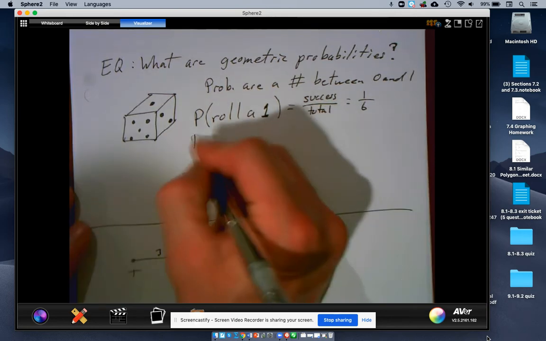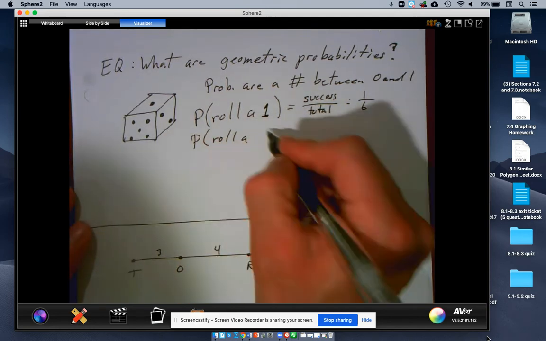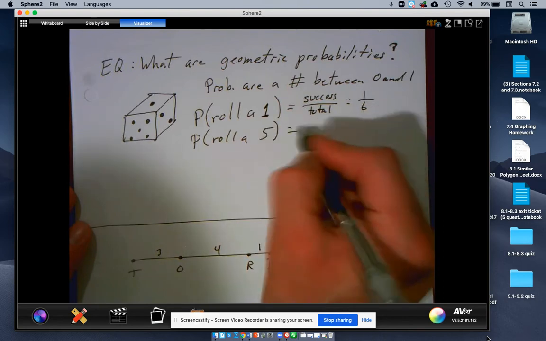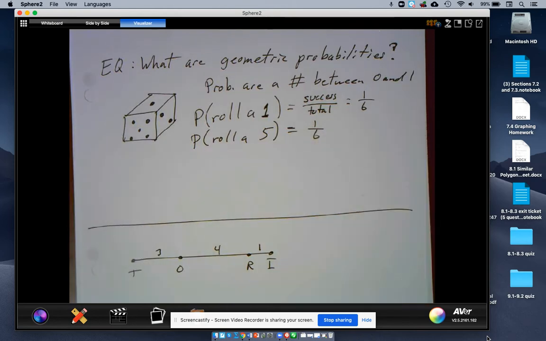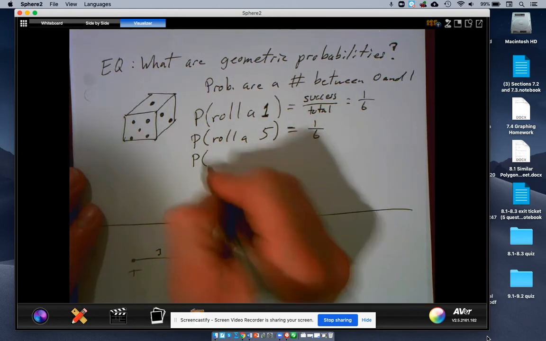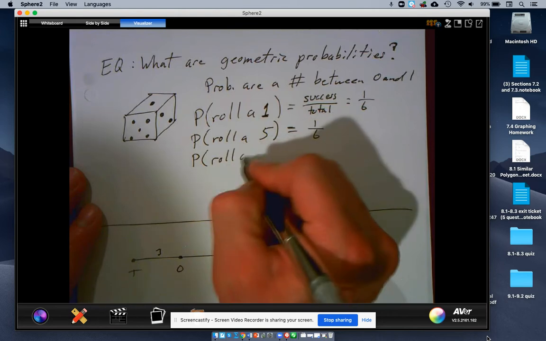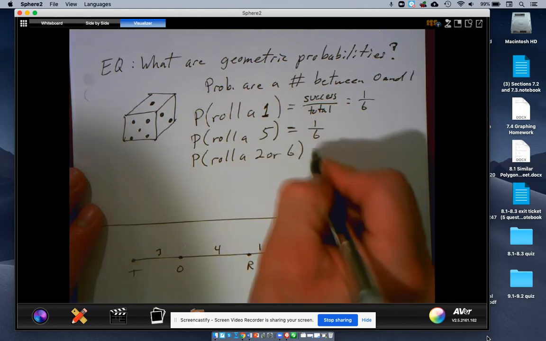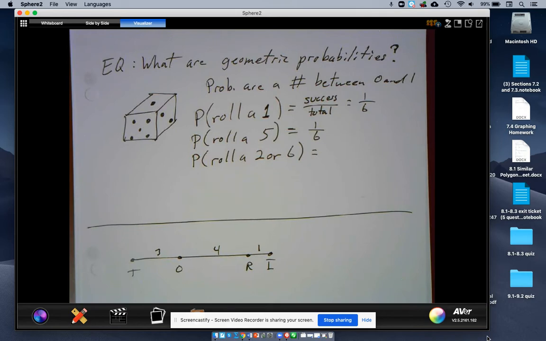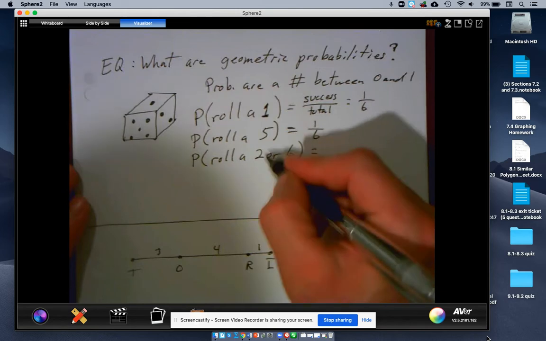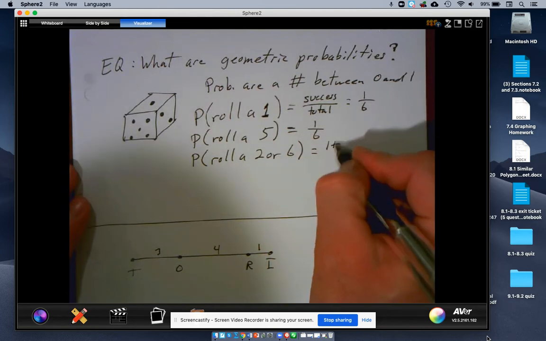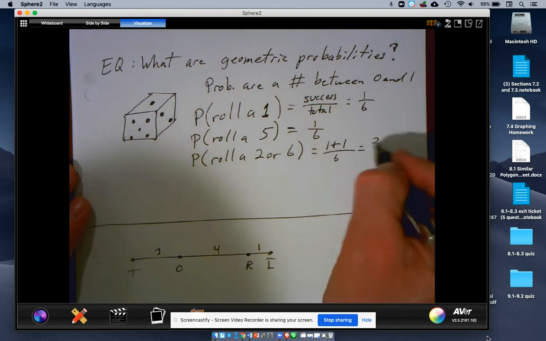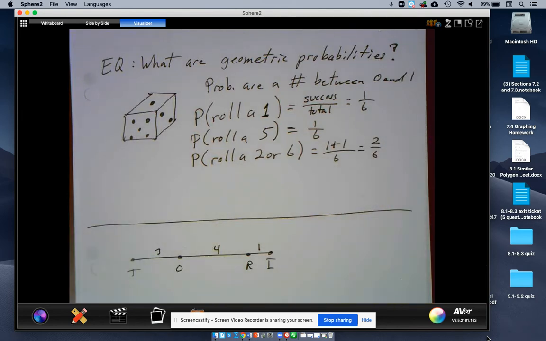Let's go again. Probability roll a 5. Well, successes, how many 5s are there on the die? 1. How many total ways to roll? 6. Okay. Probability that I roll a 2 or a 6. Now, or in the probability world means to add. So I take a 2. How many 2s are there? 1. Or means add. How many 6s are there? 1. That's over 6. So that's 2/6 of a chance. You're welcome to reduce it to 1/3, but you don't have to.